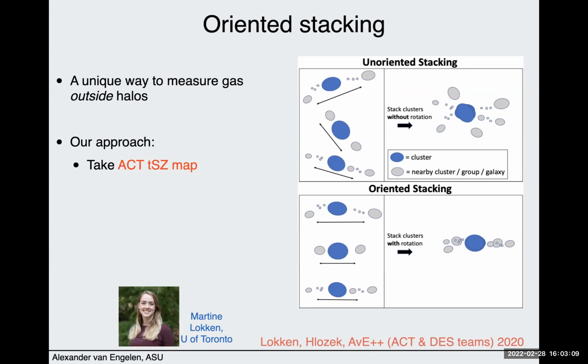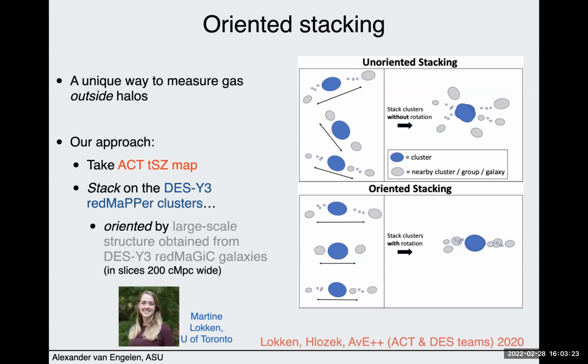So what did we do? In a bit of detail, I know there's some experts in the audience here. We took our ACT thermal SZ map. We took the DES year 3 clusters, optically selected clusters, and we stacked the thermal SZ, or I should say Martine stacked the thermal SZ. But she did this by orienting with a large-scale structure that came from the galaxies that were also from the DES survey. So we're using 2 different data products from the DES survey: one to stack on and one to orient with. And then we're stacking the thermal SZ map on this. And this is all thanks to a memorandum of understanding that we have between the ACT and DES teams.